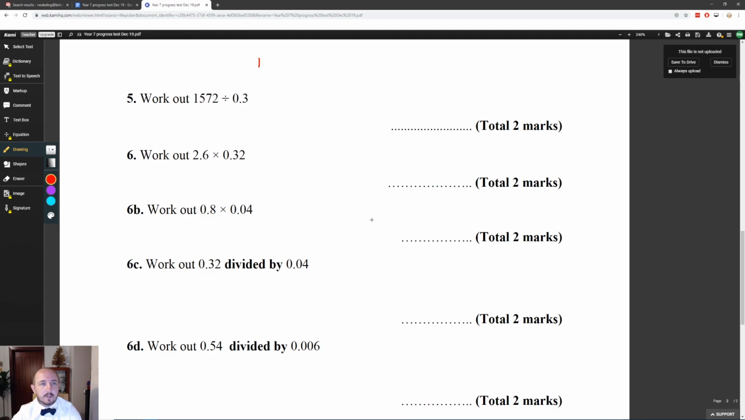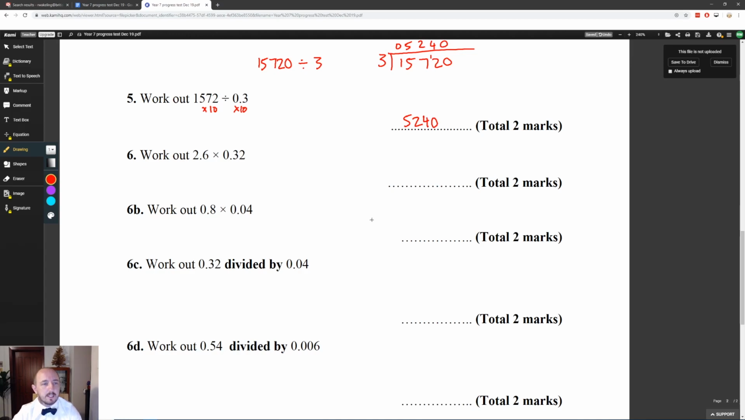It's a lot easier if we do 15720 divided by 3. So we've multiplied both of these by 10, so we can now use our bus stop method to divide these. So 3's into 1 go 0, 3's into 15 go 5, 3's into 7 go 2, remainder 1, 3's into 12 go 4, 3's into 0 go 0. So 5, 2, 4, 0.